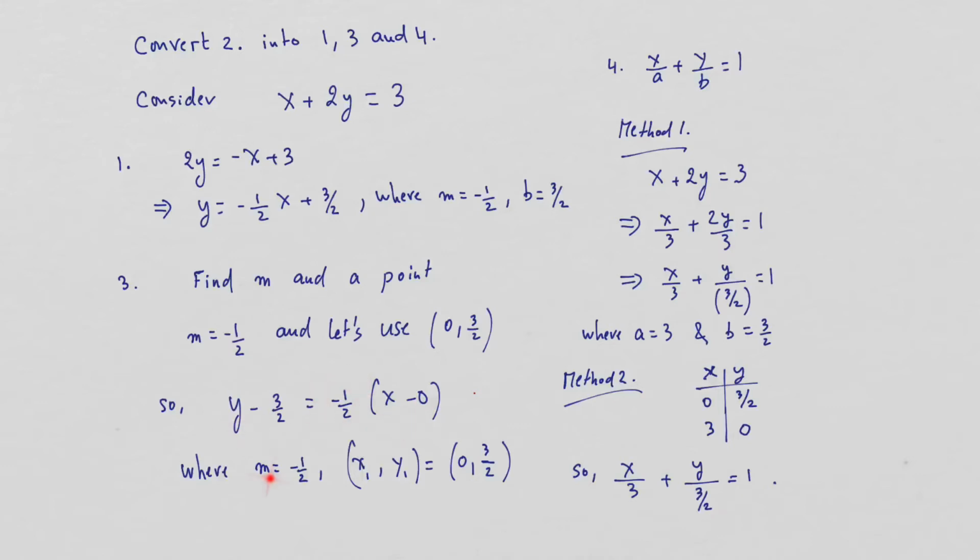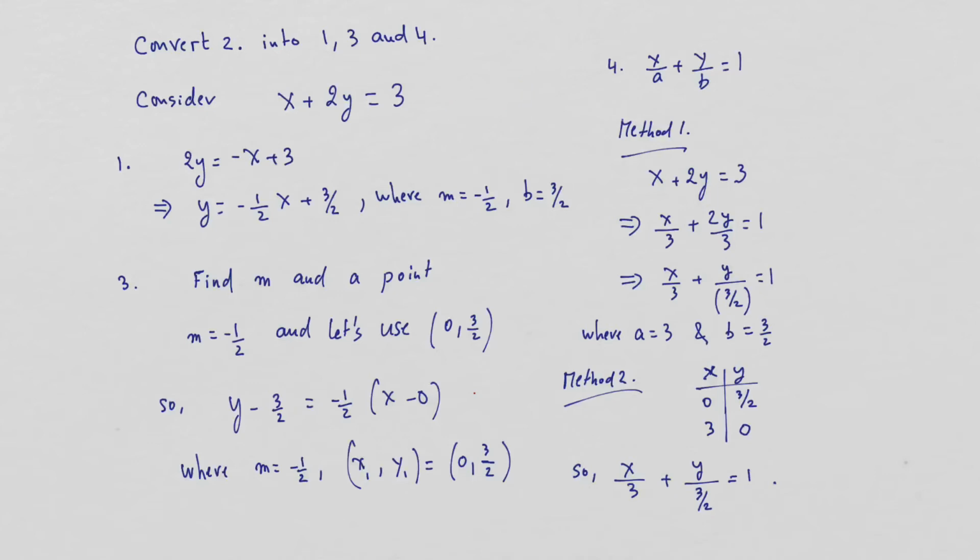Okay? Where the slope is negative 1/2, and my point, I chose the y-intercept. You have the right to pick any point you want. You could have said when x is 1, if you plug in 1 here, subtract it, you get 2, and divide by 2, you get 1. You could say the point 1, 1, and that's okay. All right?